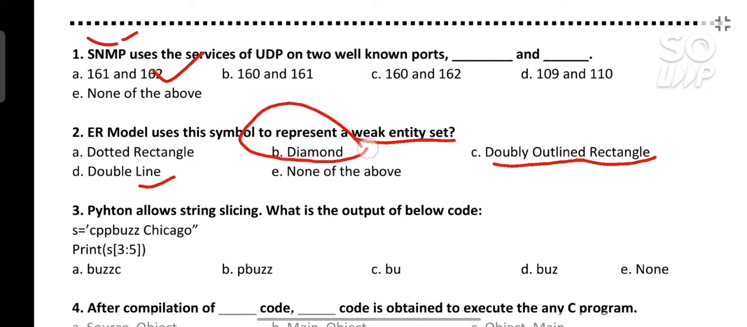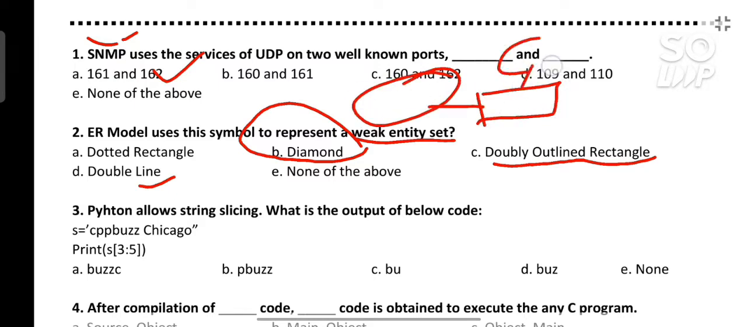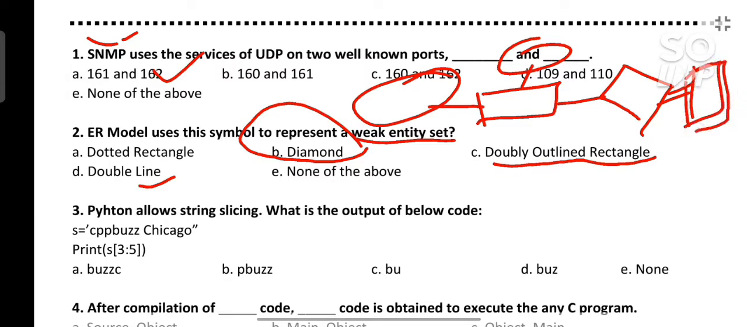What does a diamond represent in an ER diagram? A diamond represents a relationship. Suppose there is an entity, there are attributes, and there is a relationship. Let's say we have some weak entity sets here, so it will be a doubly outlined rectangle, and this is total participation. I hope it is clear.